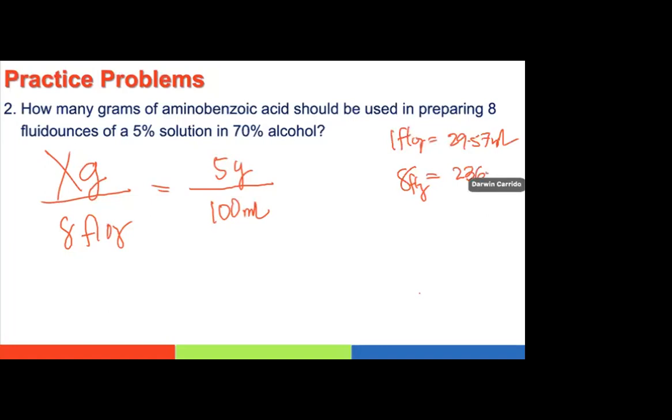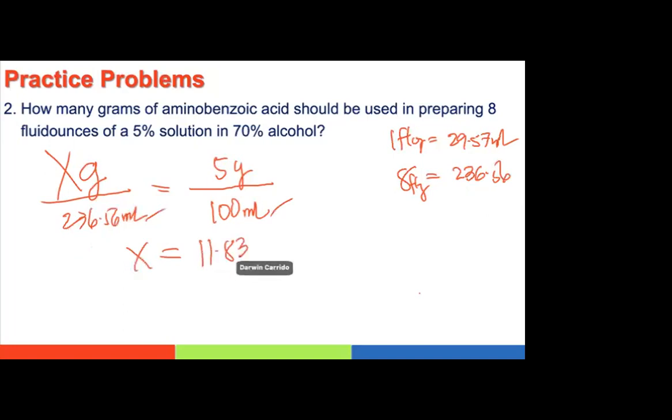236.56. Exactly. No excess decimal. Okay, so let's use 236.56. In exchange for this, let's erase this denominator. So this will be 236.56 ml. The units are now the same. We can now compute for the weight of aminobenzoic acid, which is equal to 11.83 grams. Did you get the same answer? So that is the ratio and proportion method.